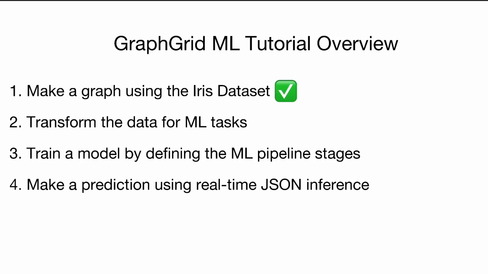First, we'll create a graph in ONgDB using the iris dataset. Next, we'll properly format our data for ML tasks by using a transformation policy. After transformation, we'll train a model using a training policy. In this step, we'll be using Geequel queries within our policy to define the full ML pipeline management. Last, we'll use our trained model to make predictions using what's called a real-time JSON inference.